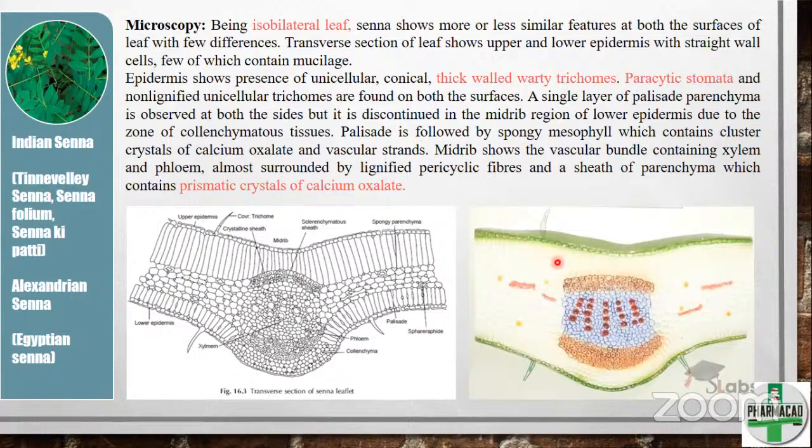And if you see, which type of stomata is it? Paracytic. That means guard cells are present parallel to each other. So it's a kind of paracytic stomata. Then there are xylem fibers surrounded by phloem fibers. The rest is all the same. But what is the characteristic of this? It's a thick-walled warty trichome and prismatic crystals of calcium oxalate.